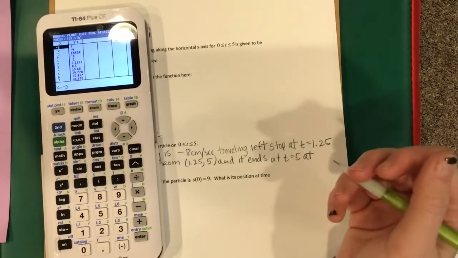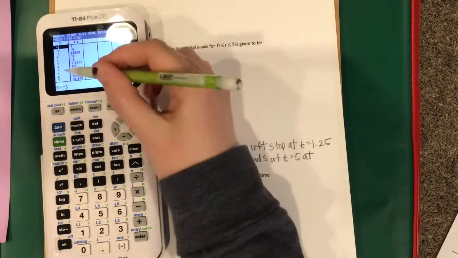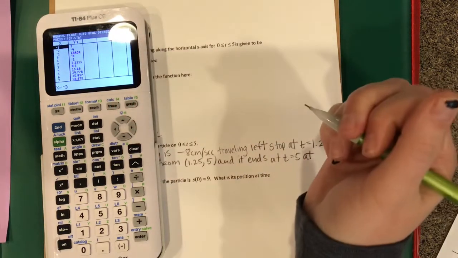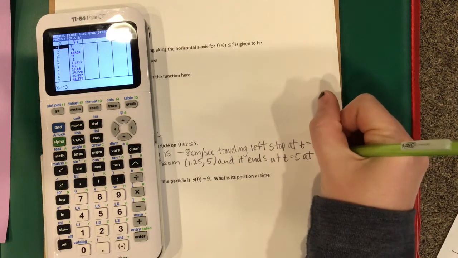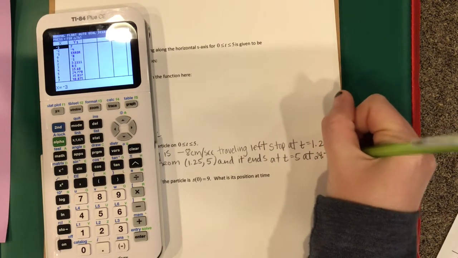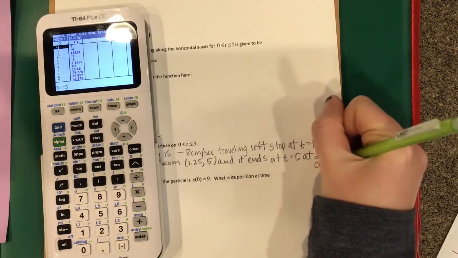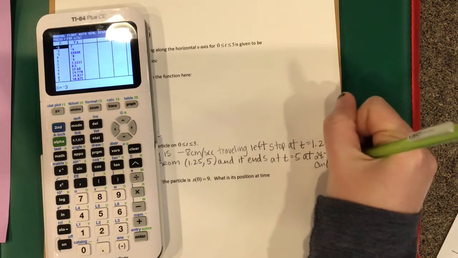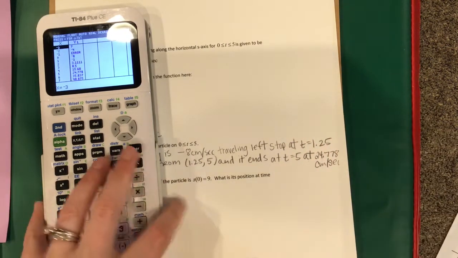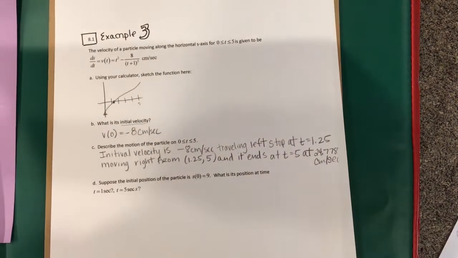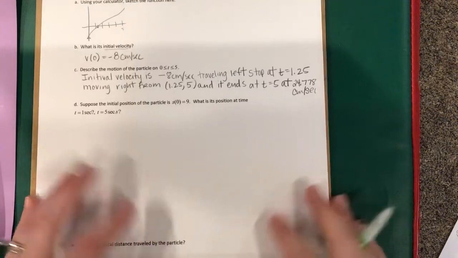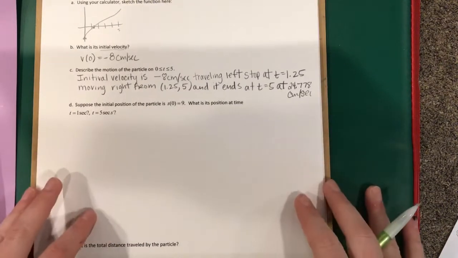So again, I can go back to my table and look for when t is 5. So it looks like I have 24.778 centimeters a second. So this is all stuff we did in some of the previous examples, but it's this next one that is going to end up being slightly different.